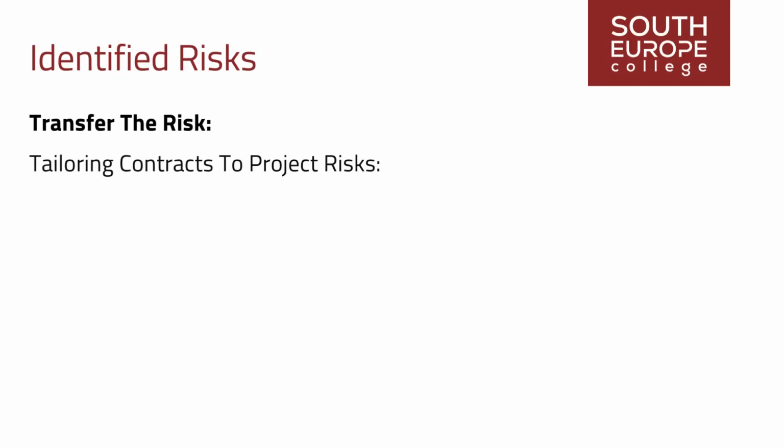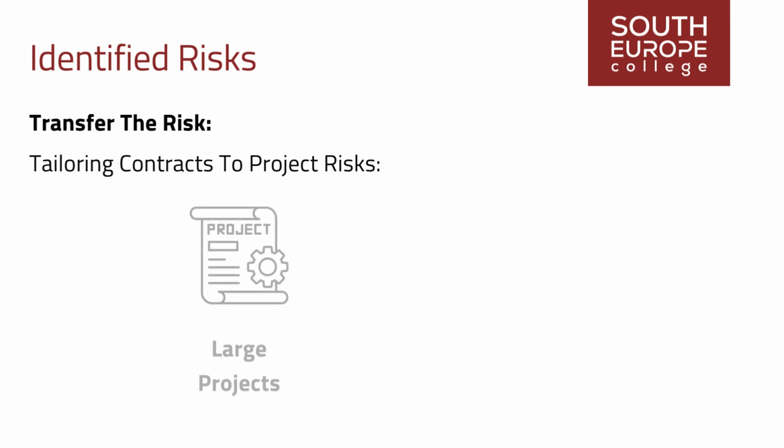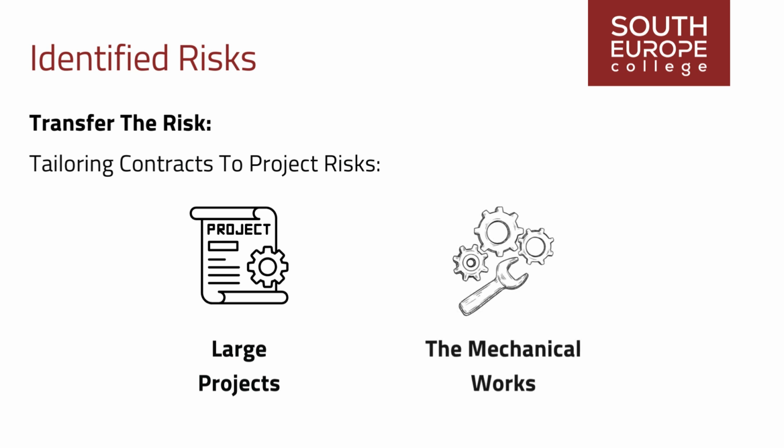Tailoring contracts to project risks. In large projects, a diverse range of contracts may be employed based on the risk associated with specific work packages or deliverables. A project can utilize a cost-plus fixed fee basis for the highly uncertain work and a lump-sum basis contract for the mechanical works.